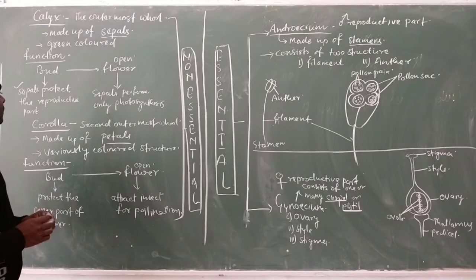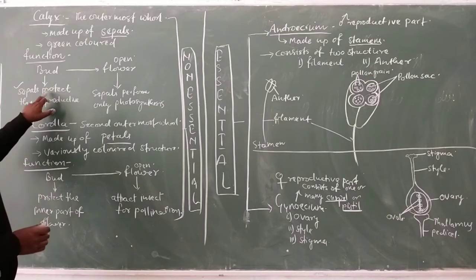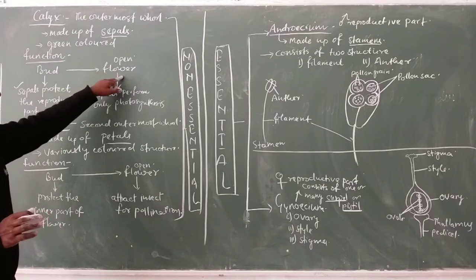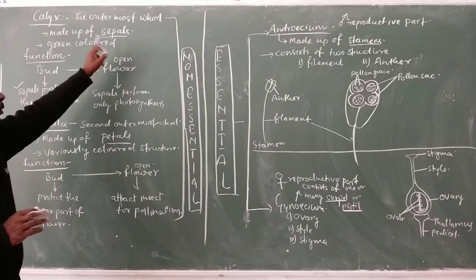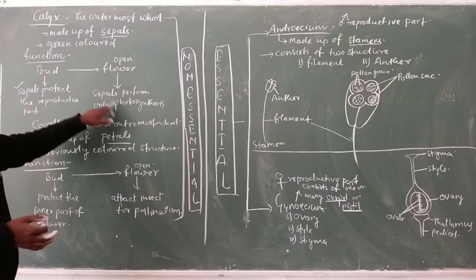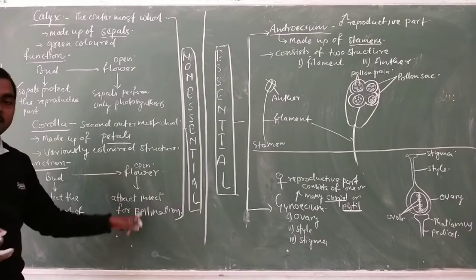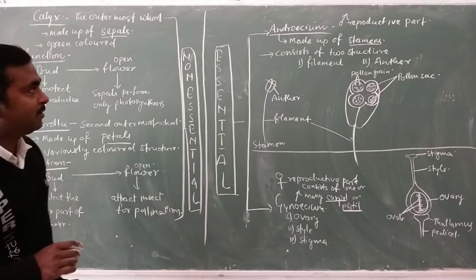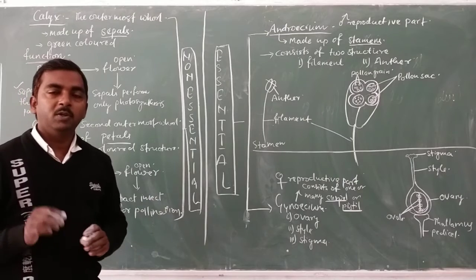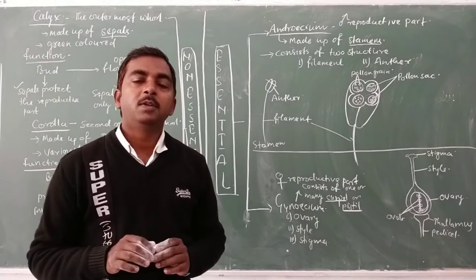Their function: one function is common to both, that is they protect the bud in the flowering bud condition. But in the case of an open flower, both perform two different functions. The sepals perform photosynthesis, while the petals attract insects for pollination. So these together are known as non-essential components, because they have no direct role in the process of reproduction.